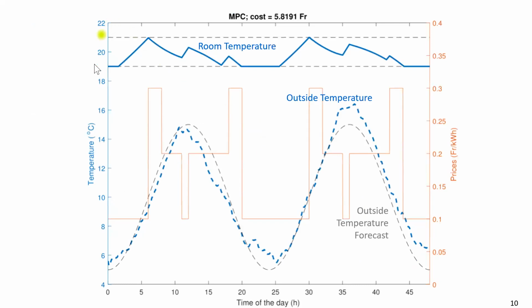Here's the result of one simulation. You see on the left, temperatures, outside temperature. The dashed lines are the predictions that were available to the MPCs. The thick dashed lines are the true realizations that, of course, are not known ahead of time. And this is showing the room temperature, which is between 19 and 21 degrees here. We see here in orange the prices of electricity. In this example, they are assumed to be known. In some systems, the prices vary randomly. Here they don't. Here they're known.